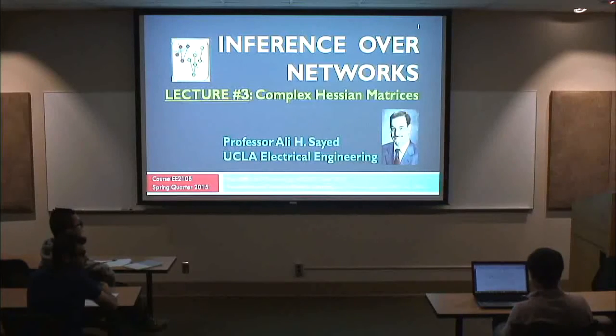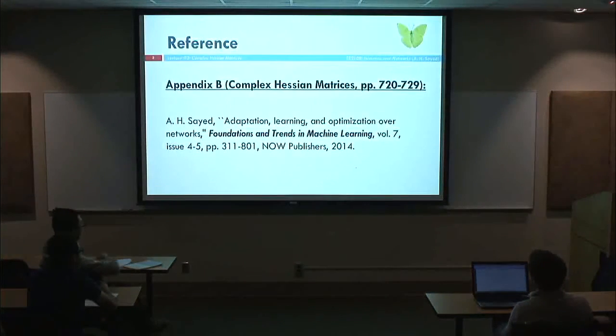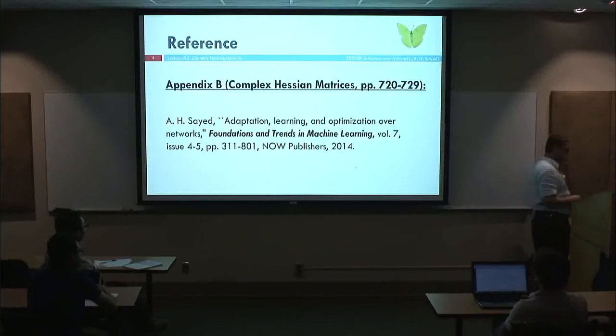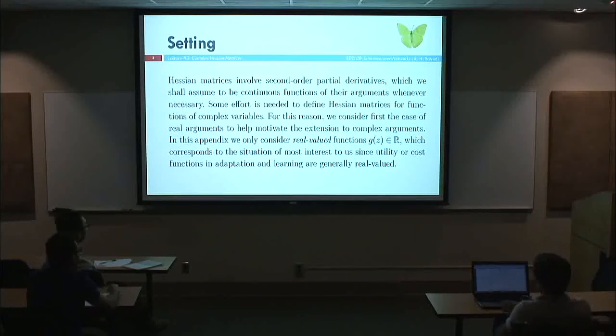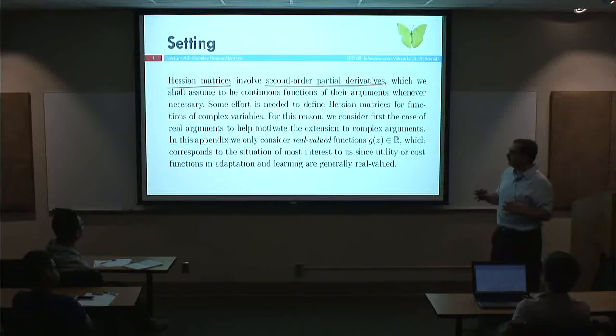So there is more to say here. This material is based on Appendix B from the notes. So you can just read that appendix if you have questions. So I'll be talking about Hessian matrices. So these will consist of second order partial derivatives.